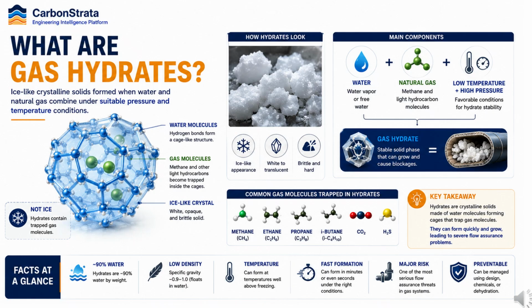Hydrates can form very quickly when the right pressure and temperature conditions exist. Once formed, they can grow rapidly and accumulate inside pipelines, flow lines, valves, and production equipment, creating one of the most serious flow assurance challenges in the gas industry.